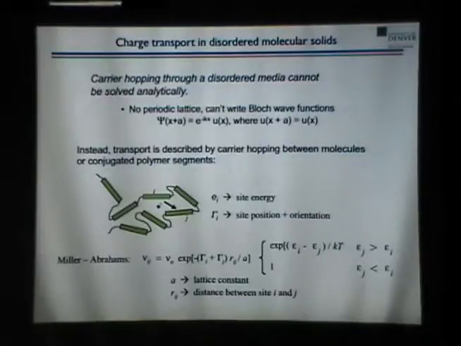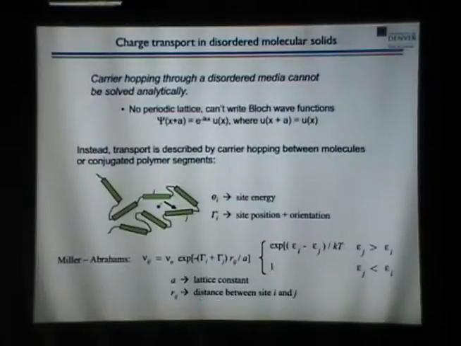The higher temperature will kick you uphill faster. If, in this model, you're going downhill in energy, so energy of i is greater than energy of j, we'll just assume this number is 1. There's no super charge transport, but we'll just call that term 1.